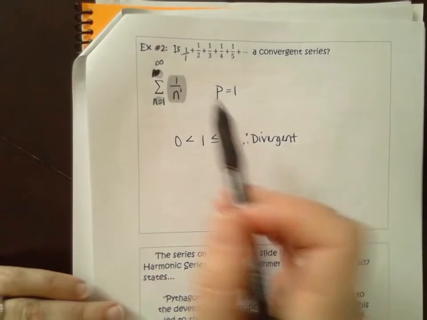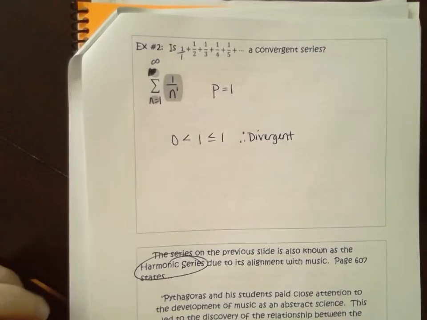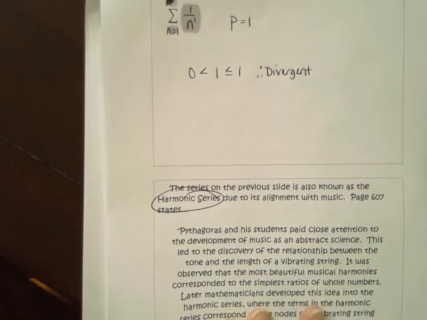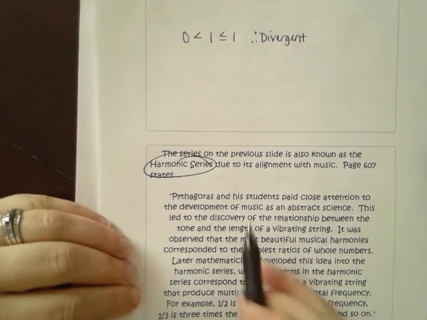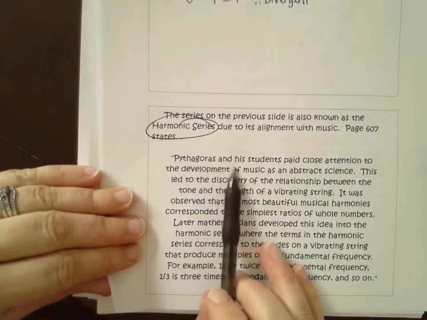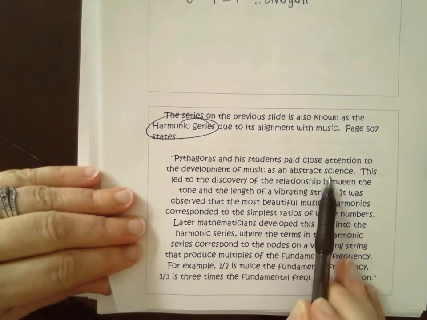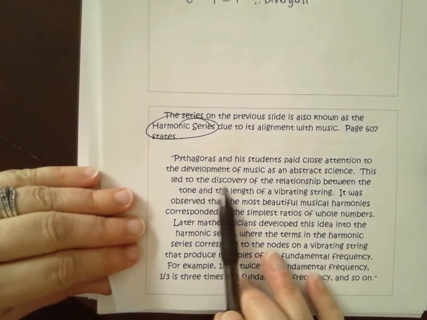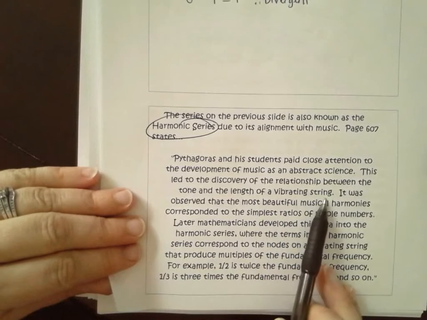This series up here is called the harmonic series, and there's reasons behind it. This is another one of those things like Fibonacci's sequence that is worth looking into further. There's a statement on page 607 that says this: Pythagoras and his students paid close attention to the development of music as an abstract science. This led to the discovery of the relationship between the tone and the length of the vibrating string.